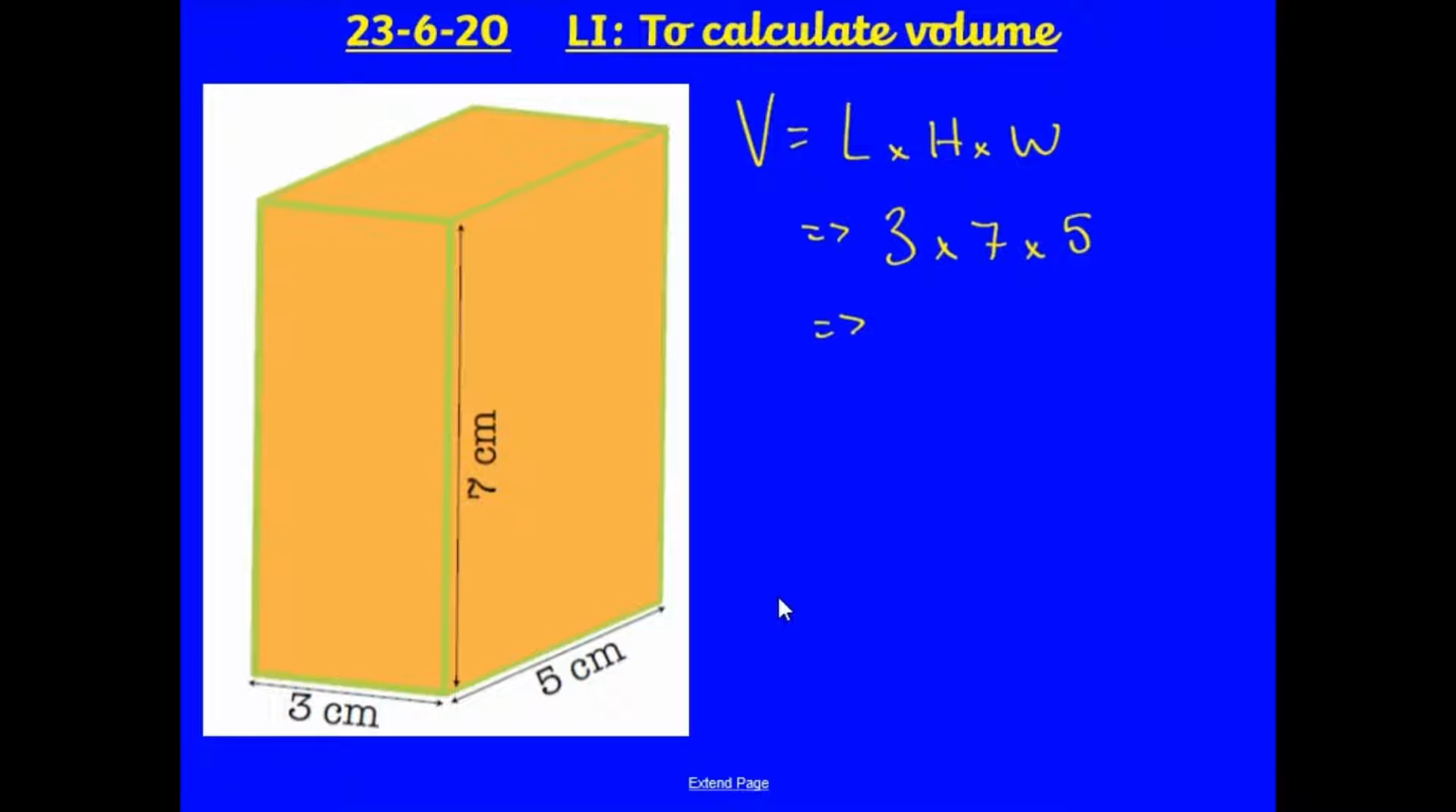So I am going to do 3 times 7 first. So that will be 3 times 7 is 21, and times that by 5. Well, 20 times 5 is 100, 1 times 5 is 5, so that must equal 105. In this case, centimetres cubed, so that is a 3, because you're multiplying 3 different dimensions. Okay, so area is squared, but volume is cubed. So this one is 105 centimetres cubed.